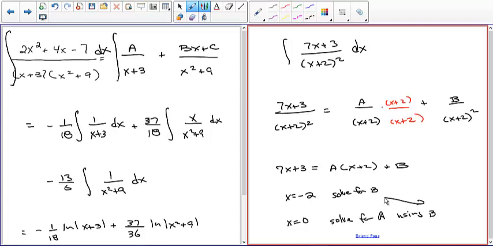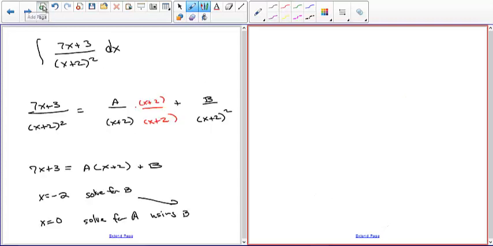Okay, so here we are. Let's solve this thing. So if we set x equal to -2, we get 7 times -2 plus 3 is equal to a times -2 plus 2 plus b. So that goes to 0. So you get b is equal to -11, -14 plus 3.